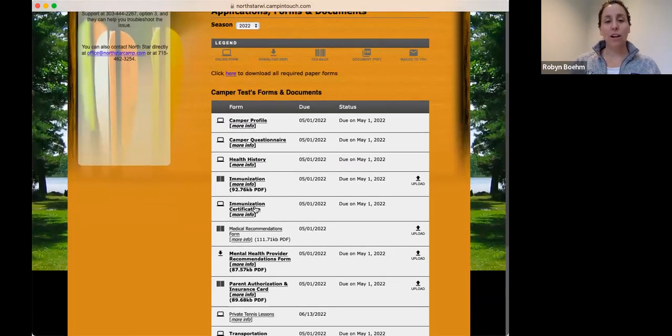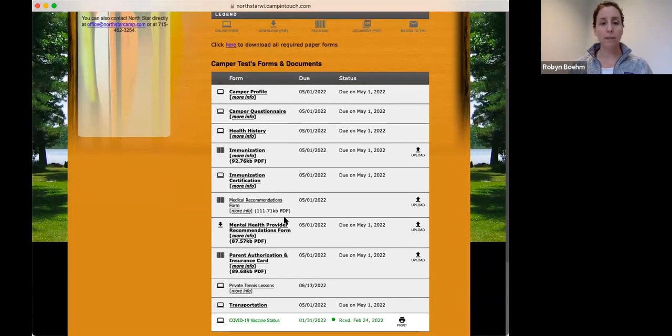We have one more quick immunization form. It's called immunization certification. This is just an online form. It is stating and certifying whether your child is up to date on immunizations or not, and giving us additional information on that. So one is for the actual dates and one is to certify the up-to-date status. There are two more medical forms that I'm going to touch on. The additional forms are the medical recommendations form right here, and also the mental health provider recommendations form.